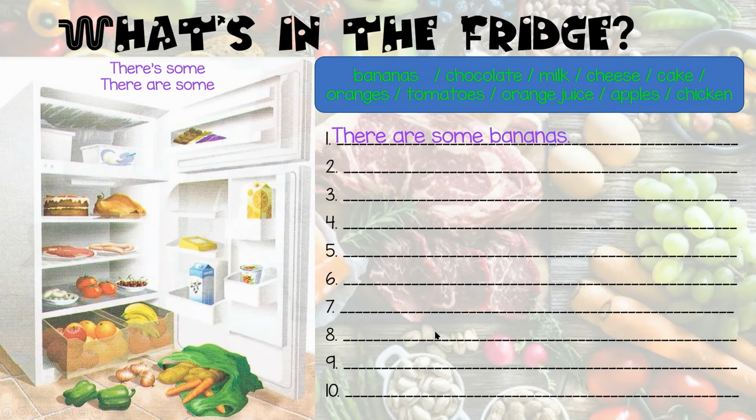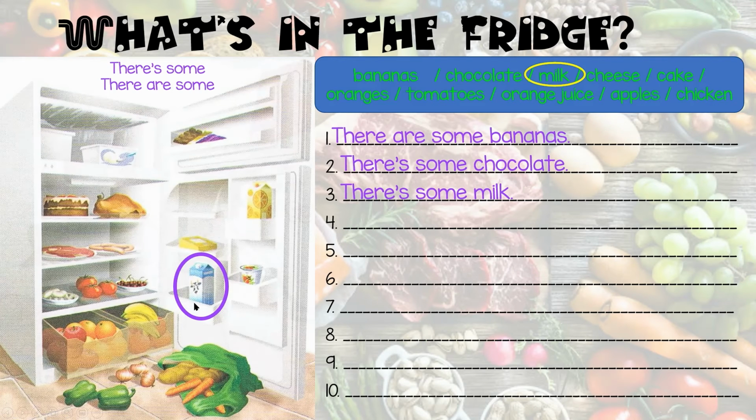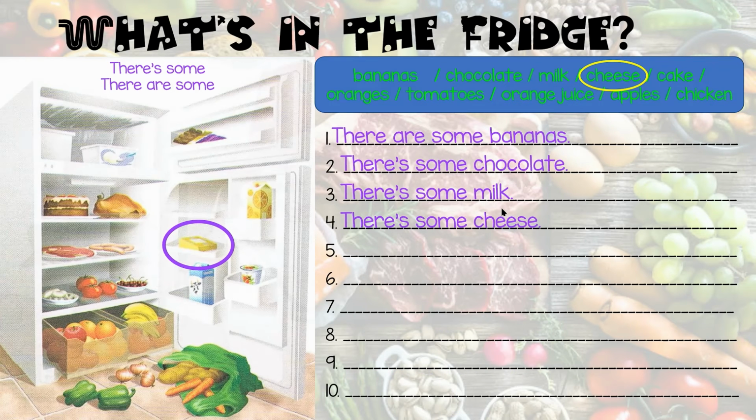Are you done? Alright, let's look at chocolate. Where's the chocolate? It's over here. We cannot count chocolate, so the sentence should be there's some chocolate. Next, milk. Milk is over here. We cannot count milk, so our sentence should be there's some milk. Next will be cheese. Can we count cheese? No, we can't. Our sentence should be there's some cheese.